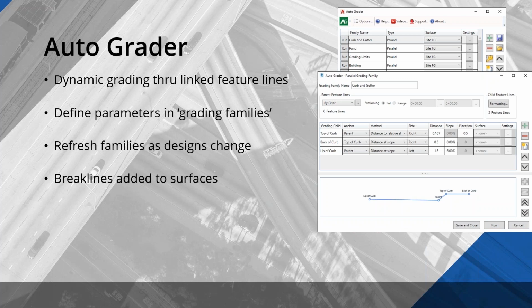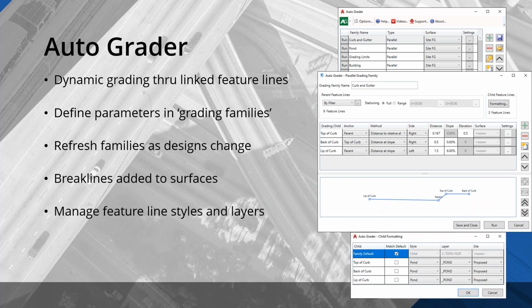Autograder manages all your surfaces too. This is another big headache in Civil 3D, right? You create these feature lines, you edit them. You got to keep adding them to the surface all the time, and you're going into surface properties and managing those settings, perhaps removing break line definitions. Autograder manages all of that as well for you.